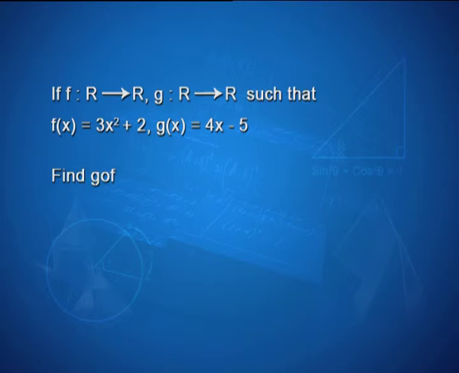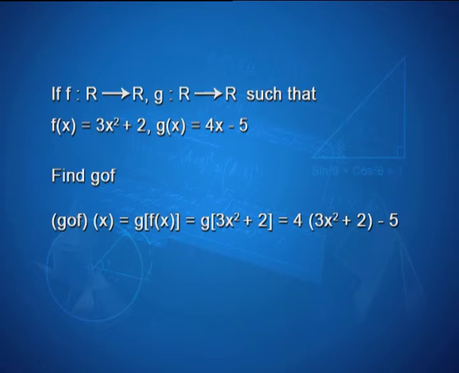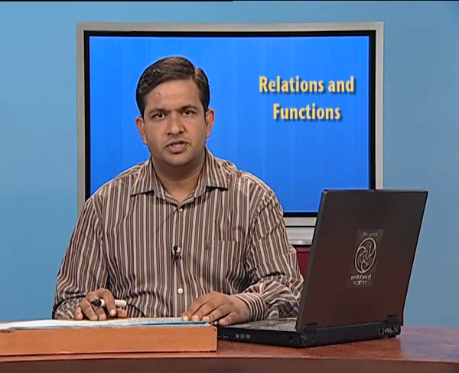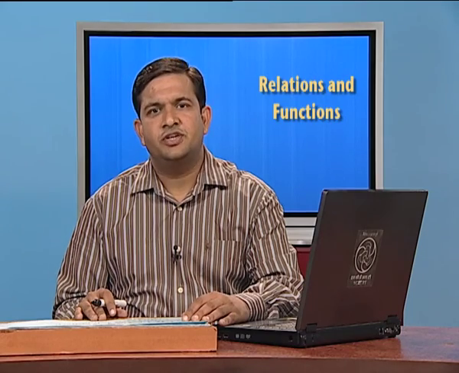We can also find g naught f for this same function. g naught f of x is given by g of f(x), which is equal to g of (3x square plus 2), which is equal to 4 times (3x square plus 2) minus 5. On simplification, this is coming equal to 12x square plus 3. So, now we can say f naught g is not equal to g naught f always.